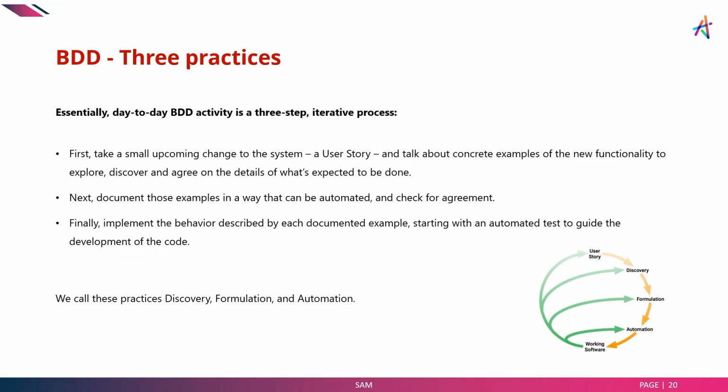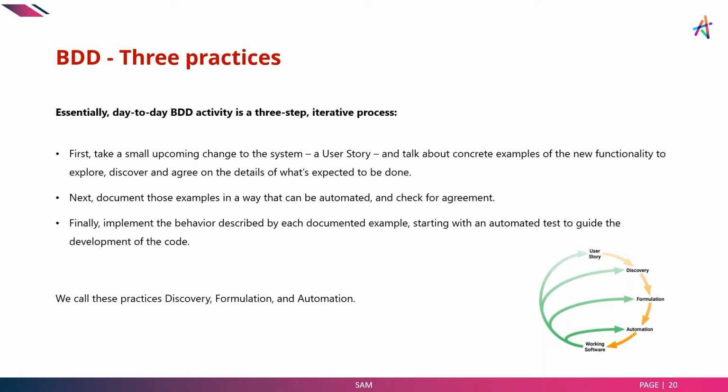BDD has three practices that we have to understand: discovery, formulation, and automation. First, take a small upcoming change to the system, a user story, and talk about concrete examples of the new functionality to explore, discover and agree on the details of what's expected to be done. That is nothing but discovery. First we need to identify what we need to build.